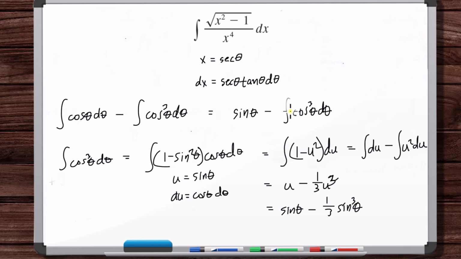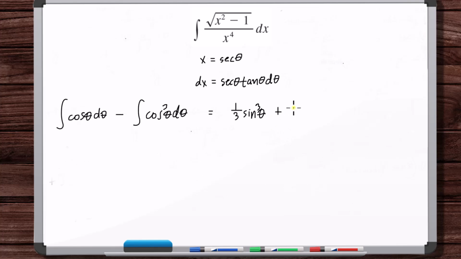Okay, so we plug this in here. We've got, this is going to be minus sine theta and then plus 1/3 sine cubed theta. Okay, now plus c. But we're still in terms of theta, right? We need to get back to x to solve the integral. How do we do this?